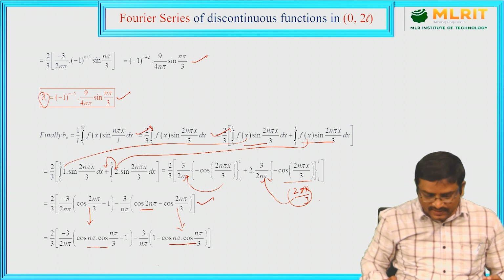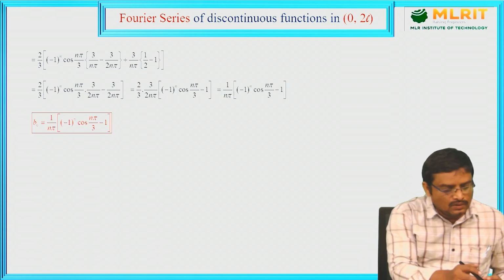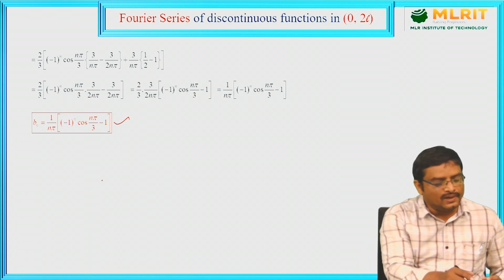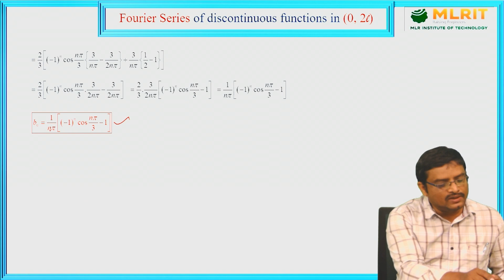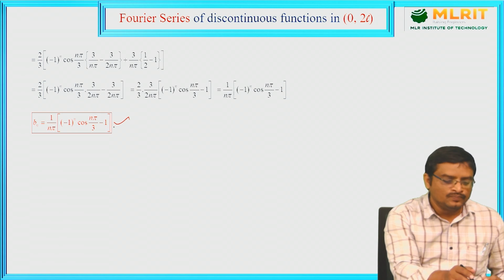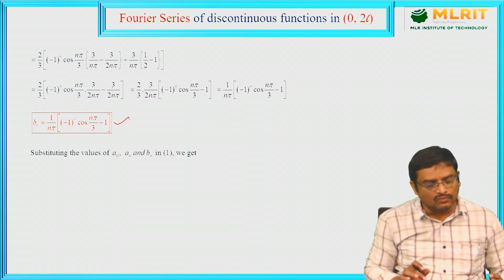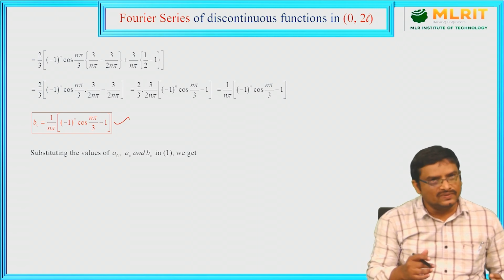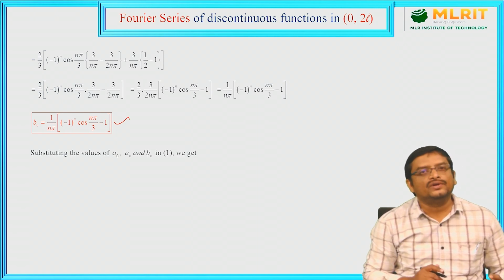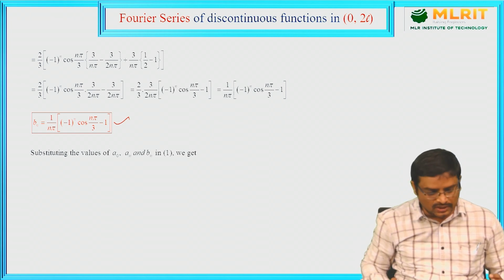So now simplify this. So finally you will get that value is equal to, this is our final value of bn. So finally we will get bn is equal to 1 by n pi minus 1 whole to the power of n into cos n pi by 3 minus 1. Now we got a0, an and bn values. Now you substitute these values in the equation 1, which gives the required Fourier series for the given function in the interval 0 comma 2l.